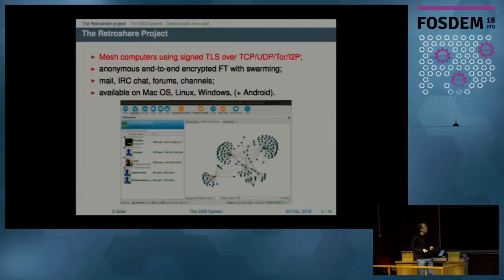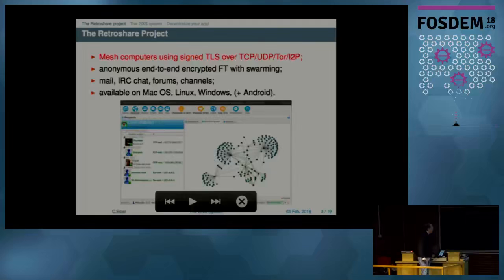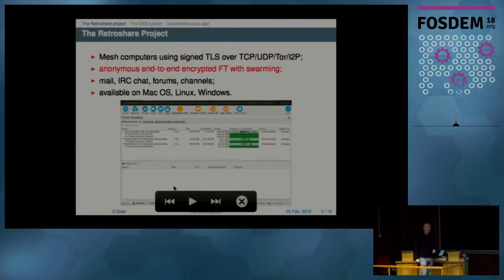authenticated links. For this, we use TLS, and we use TLS over TCP, UDP, but also over Tor, optionally, and I2P. So on top of this, we have implemented a few services that allow us to distribute some data. The first of which is file transfer. It's an anonymous end-to-end encrypted file transfer with swarming capabilities.